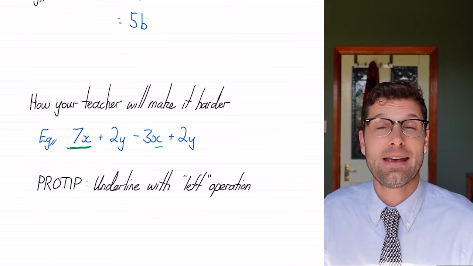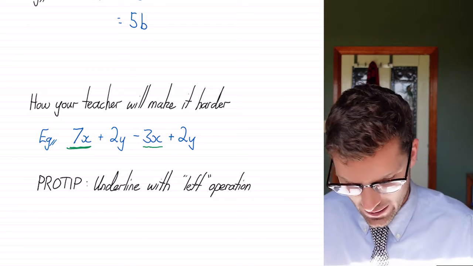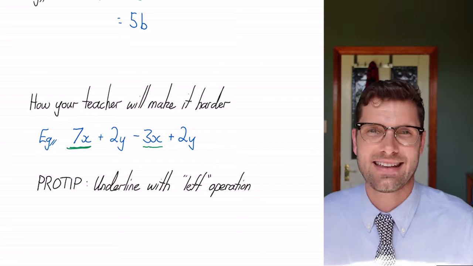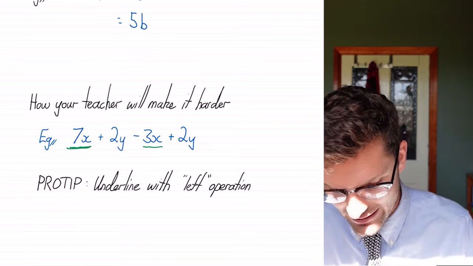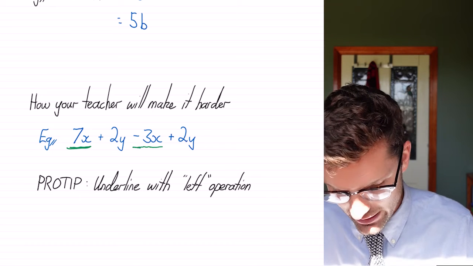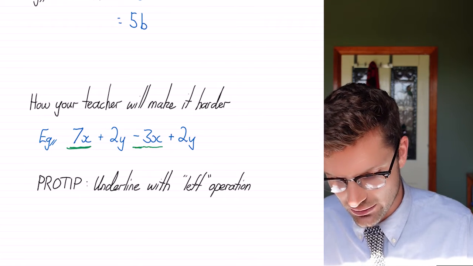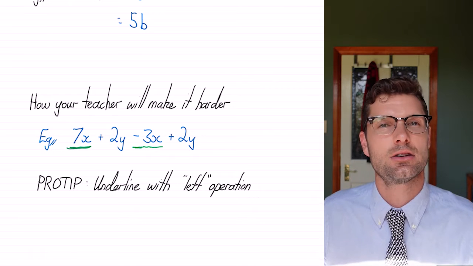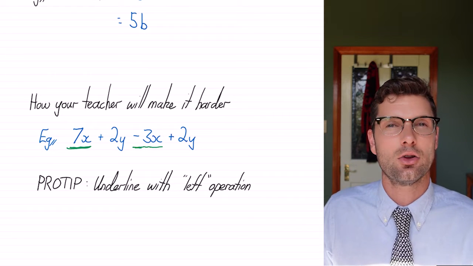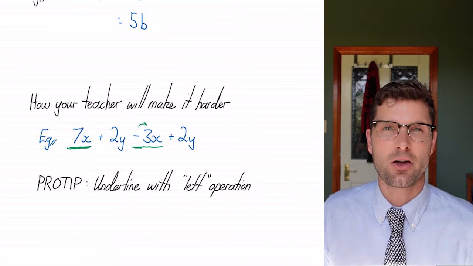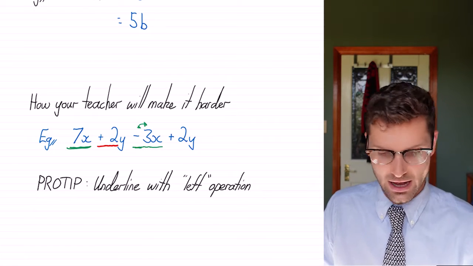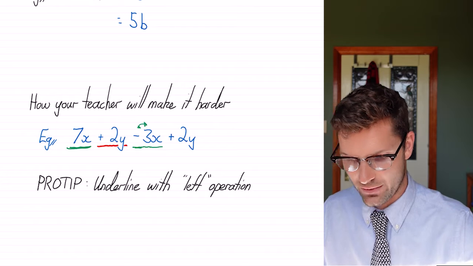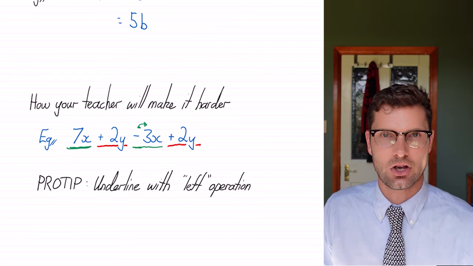But the big pro tip here is that you have to include the operator in front of the term, or to the left of the term. So we have to include this minus. This minus is attached to the 3. They're best buds, so just make sure that you are including that with it. Once I've got those x's, I can also see that this y with that plus and this y with that plus are also like terms.